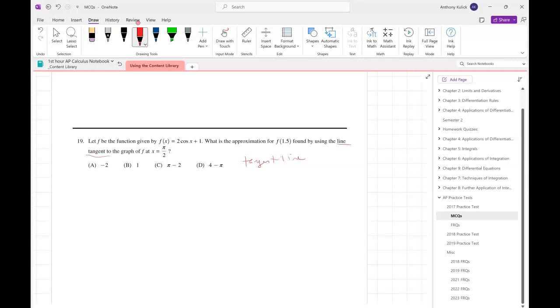So let's start by writing that tangent line. The slope we're going to get from f prime of pi over 2. So the f prime is going to be negative 2 sine, and then pi over 2. What's sine of pi over 2? On my unit circle, pi over 2 is there. So sine is 1, correct.